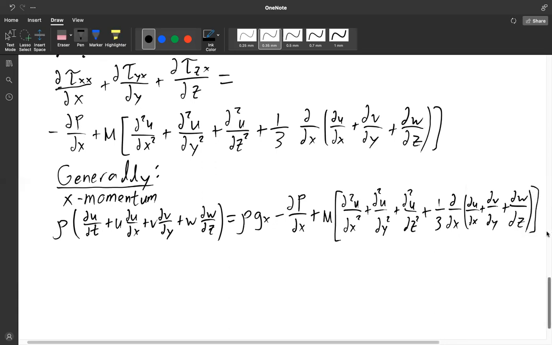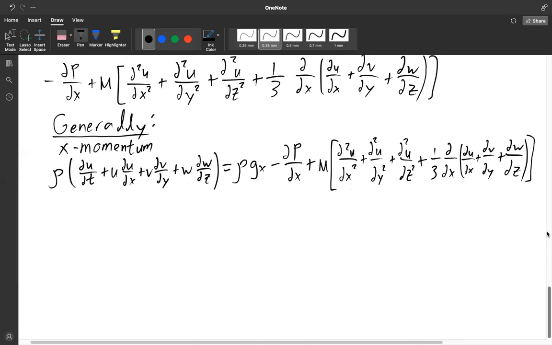This is our x momentum, and we can apply the same approach to the y direction and z direction, and that will give us the following. The y momentum will be similar in structure, but just with different variables placed differently. But after I write this, you'll start to see the pattern.